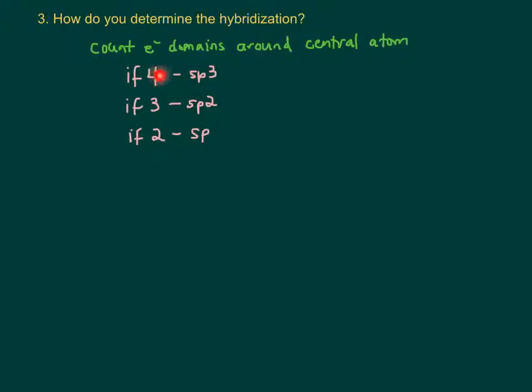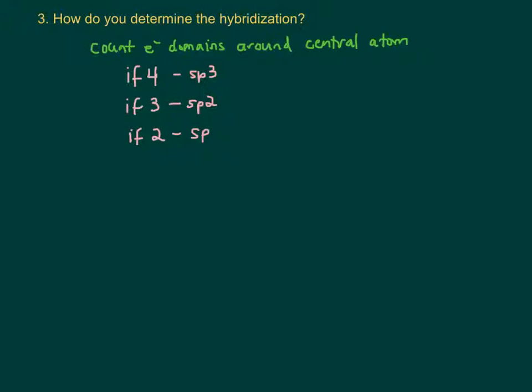If you find that you have 4 electron domains around the central atom, that's going to be an sp3 hybridized central atom. If there are 3 electron domains around the central atom, you will find that that's an sp2 hybridized central atom. And of course, if there are 2 electron domains around your central atom, that's an sp hybridized central atom. Just know that, look at it, it makes sense. s and 3 p's adds up to 4. 1 s and 2 p's adds up to 3. And then 1 s and 1 p adds up to 2. So it's easy to remember the trend.